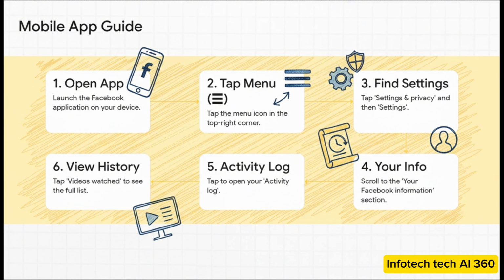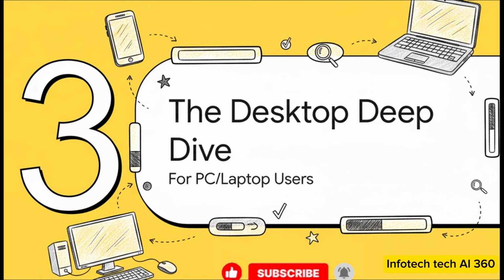Now you're going to scroll down again till you see the section called Your Facebook Information and tap on Activity Log. And here's the final magic step. Right there at the top, tap Videos Watched. And boom, you're in. Every video you've watched, right there in order. Pretty simple on your phone, right?